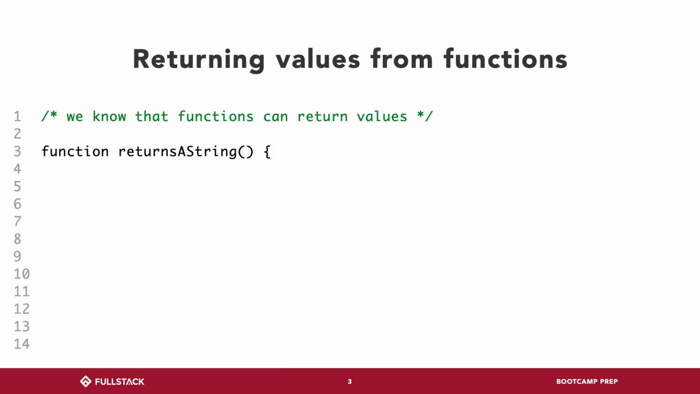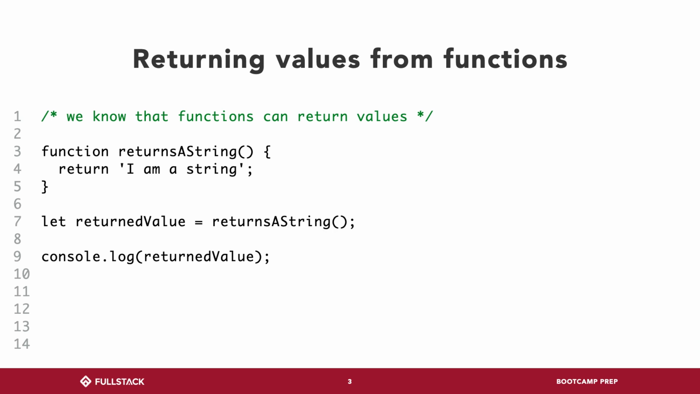So we know that functions can return values, right? So a function returns a string, I am a string. And you could set that to a variable, return value, and that variable will now be equal to whatever returns a string is returning, which is I am a string. So if you console log return value, it's I am a string. Who has a problem with this?